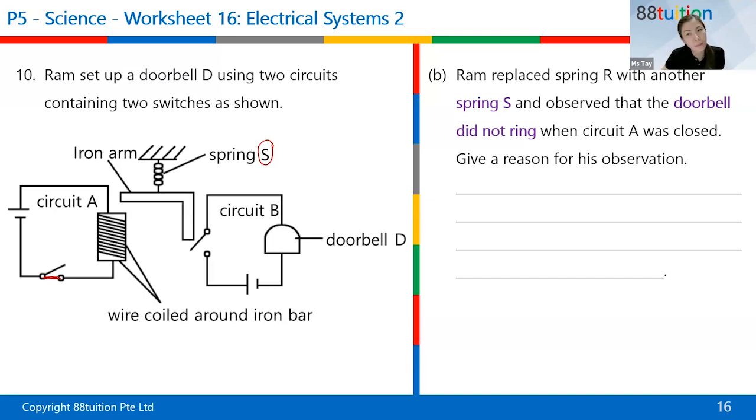Then Siran said, is it because spring S and spring R materials are different? Yeah, so Siran has this question, and she thinks it might be the possible answer. Okay, so let's say spring S is not a conductor of electricity. What about you, Kenneth? What do you think?